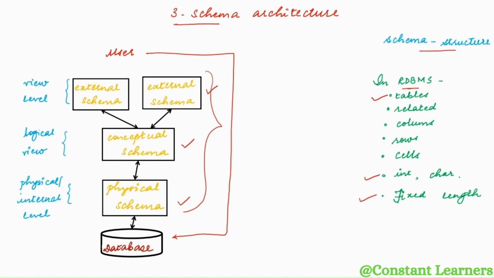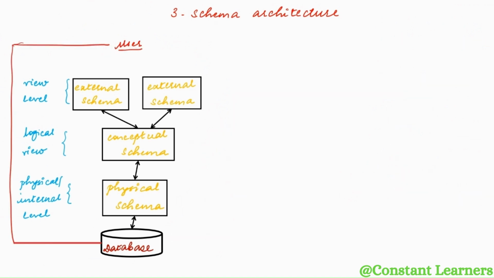But what is the physical location of the data? What is the access path? Which file is the data stored in? That is not accessible to the user. The user is unaware of how the data is being stored. What is the structure or schema of the data? The user is unaware of all of this information. Now, since we have three levels here, that is external schema, conceptual schema, and physical schema, we call it a three schema architecture. Now, let's discuss each of these schemas in detail.